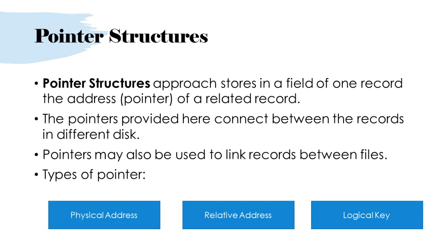The physical address pointer contains the actual disk storage address, and then the relative address pointer contains the relative position of a record in the file, and then the logical key pointer contains the primary key of the related record. This key value is then converted into the record's physical address by a hashing algorithm.